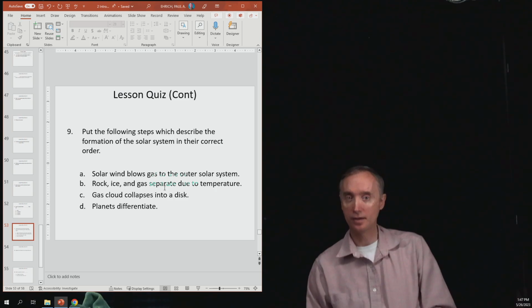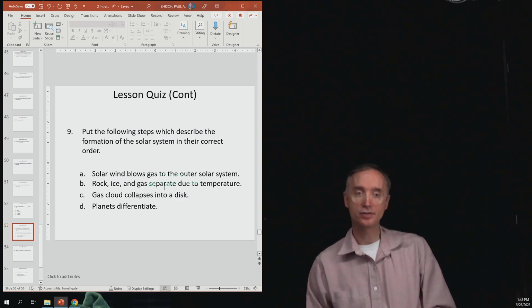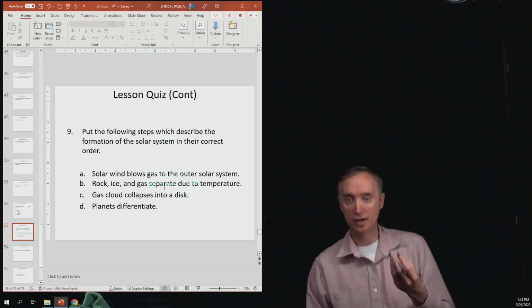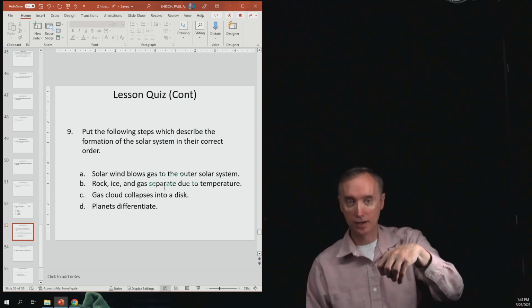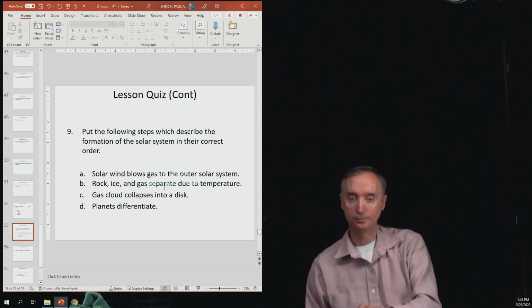Okay, then the second thing that would have happened would have been rock and ice and gas separate because of temperature differences. Okay, then the next thing that's going to happen is that the solar wind is going to blow any remaining gas out of the solar system. And then finally, the planets are going to differentiate. So that means that the heavier elements inside the planets are going to fall down towards the core.